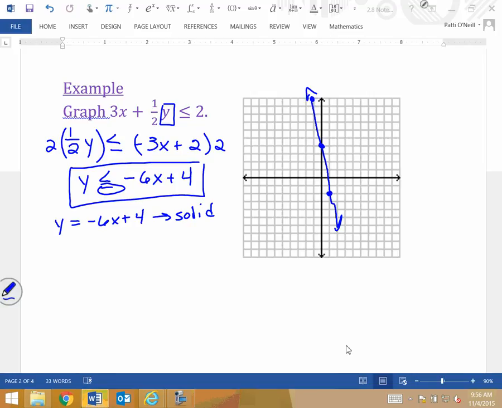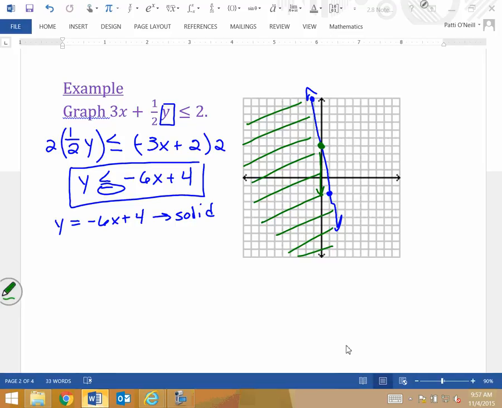And I need the y values that are smaller than or equal to this line. Now, I know that the equals are already done because it's a solid line. So I'm going to go to my y-intercept. I'm going to figure out where the y values are smaller, and that's this region going down, which means I'm going to shade everything to the left of this graph. And that would be my solution set.